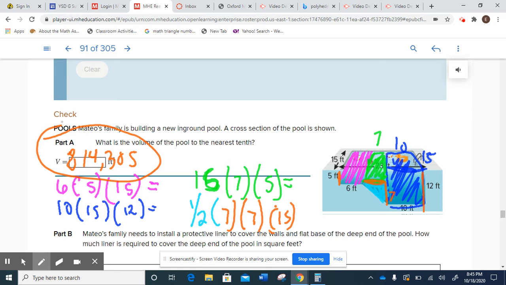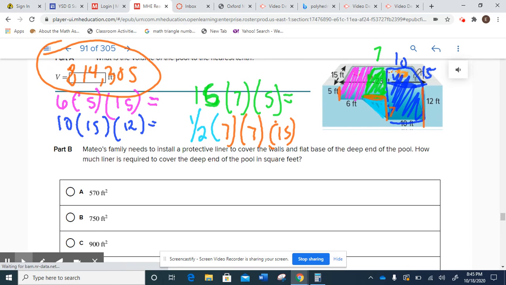Okay, hopefully we didn't mess up any calculations. Part B says Mateo's family needs to install a protective liner to cover the walls and the flat base of the deep end of the pool. How much liner is required to cover the deep end of the pool in square feet? So this is the dark blue section from our picture.